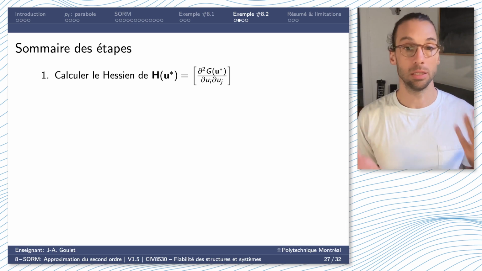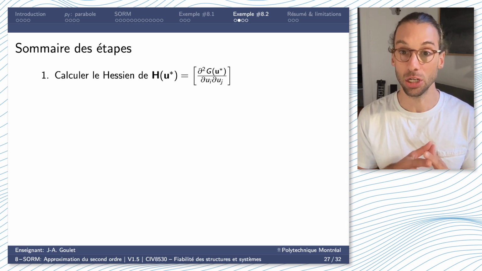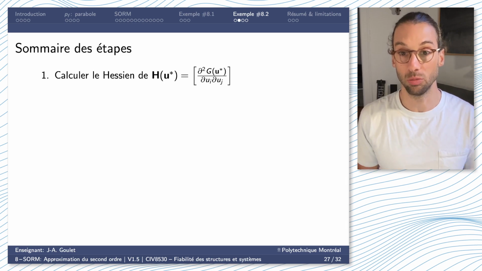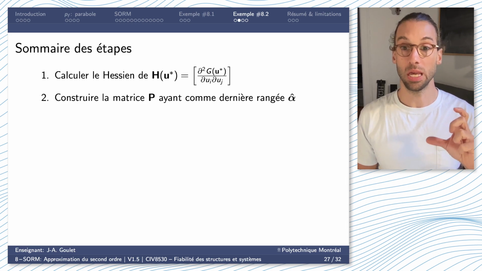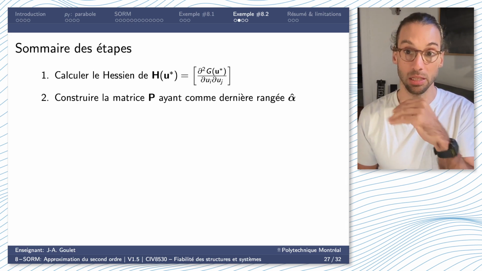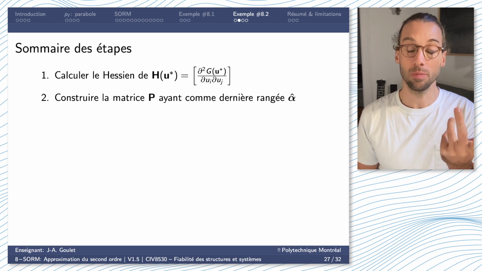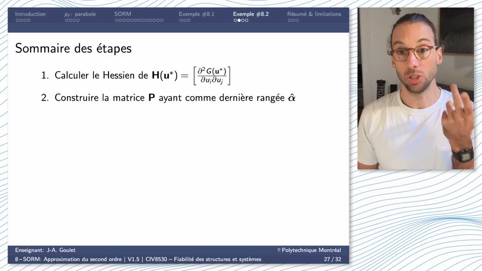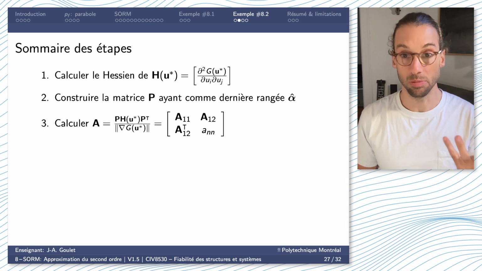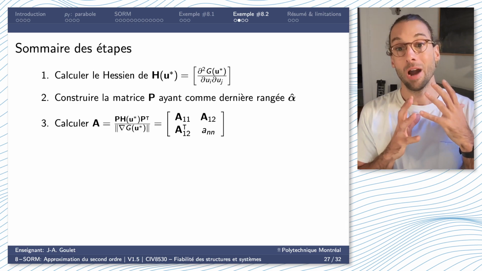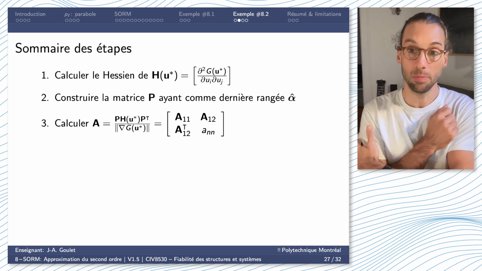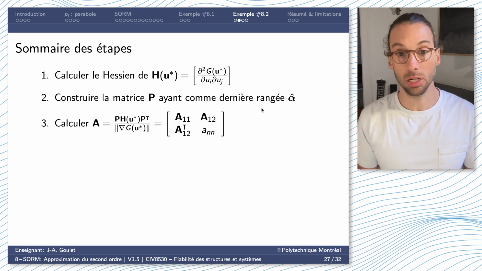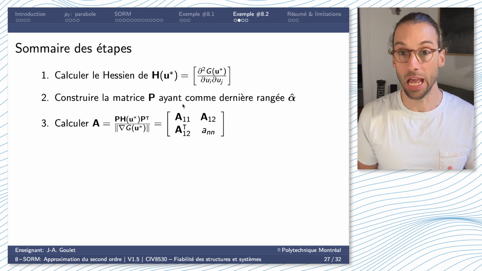So again, the same steps. First, we compute the Hessian of our limit state function with respect to each pair of variables. We're going to compute our rotation matrix P, where the last row is going to be the alpha hat vector, building this matrix using the Gram-Schmidt algorithm. Then we compute our A matrix. So A is going to be P times Hessian times P transpose, P being, again, our rotation matrix. And I'm going to discard the last column and last row. That's going to leave me with A11.